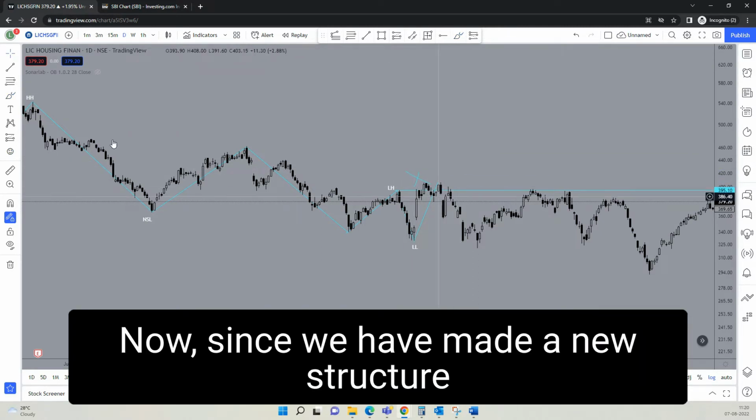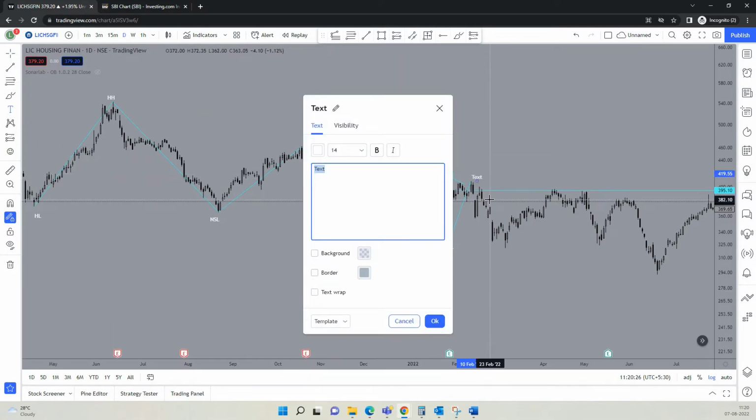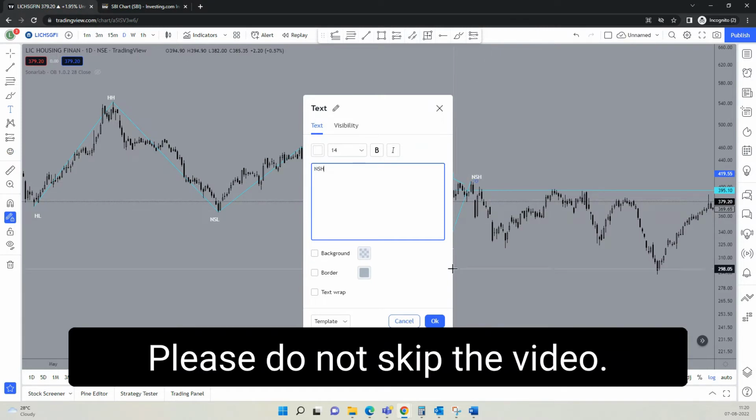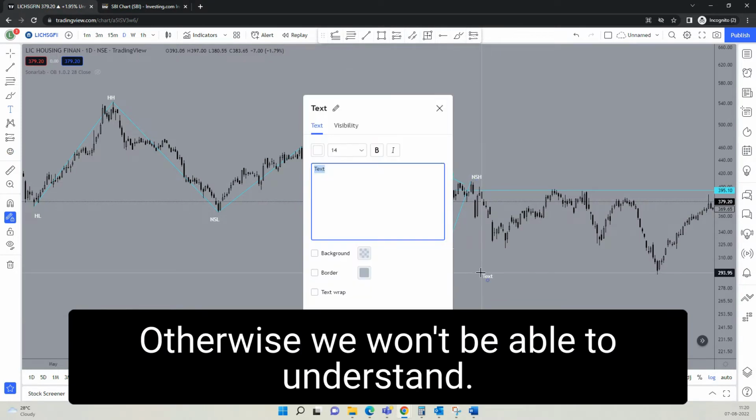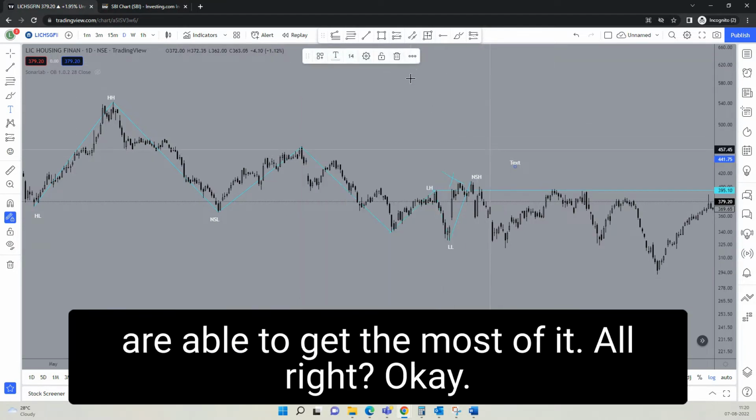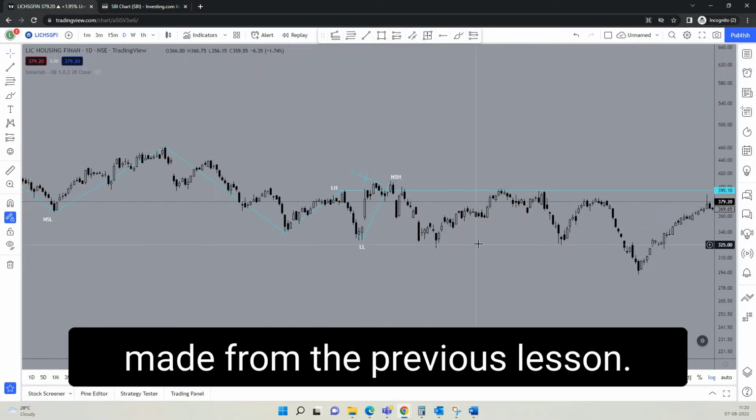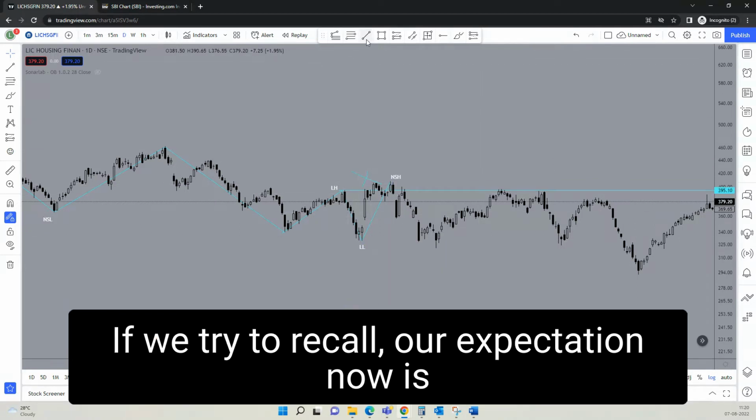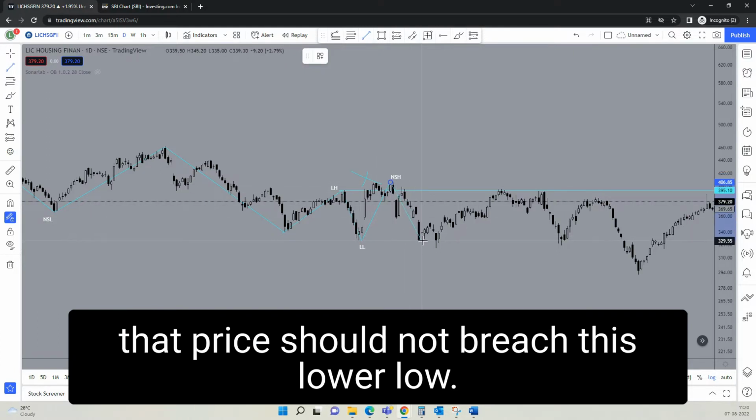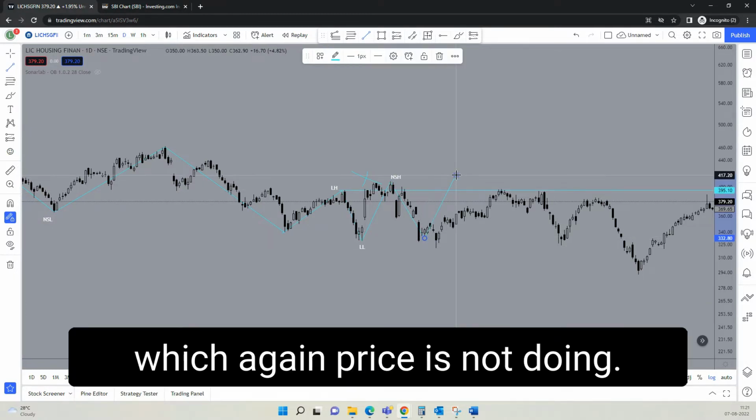Now, since we have made a new structure high here, let me write it for you. New structure high. Please do not skip the video, otherwise you won't be able to understand. Please watch the video without skipping so that you get the most out of it. Alright? Okay, so here a new structure high has been made. From the previous lesson, if we try to recall, our expectation now is that price should not breach this lower low. Instead, it should reverse from somewhere here, which again price is not doing.